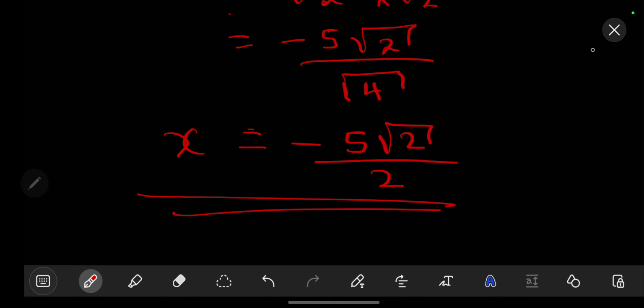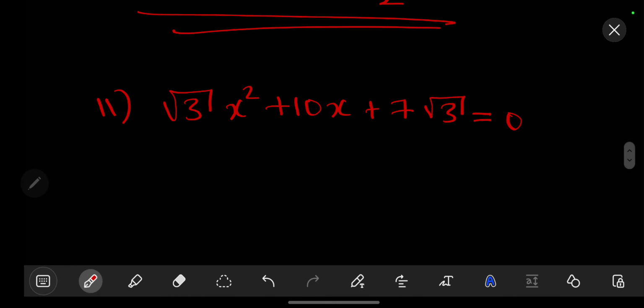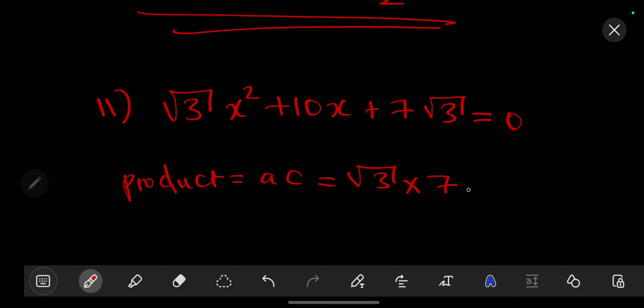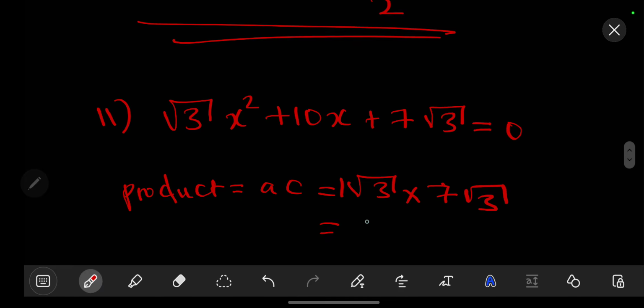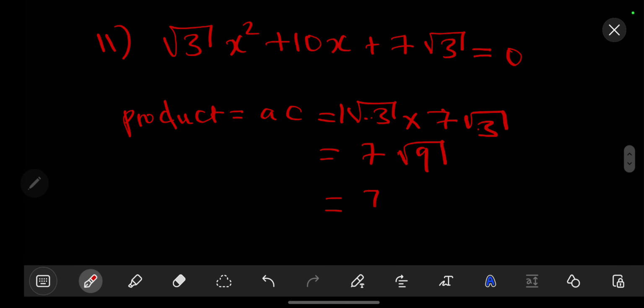Let's look at our next problem. So the approach is the same for this one. So we are going to say, let's find our product. So product is equal to AC. Our A is equal to the square root of 3 times our C, which is equal to 7 square root of 3. So we are going to end up with 7 times 1, which is outside. We have 7. Square root 3 times square root 3, that's square root of 9. Just multiply what is inside, like that. So taking the positive, we have 7.